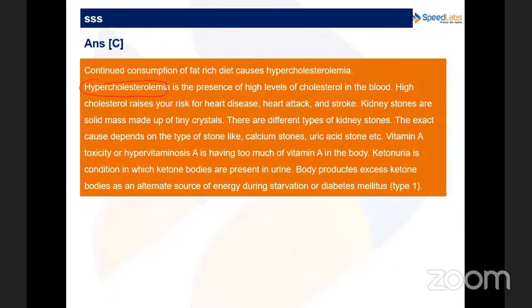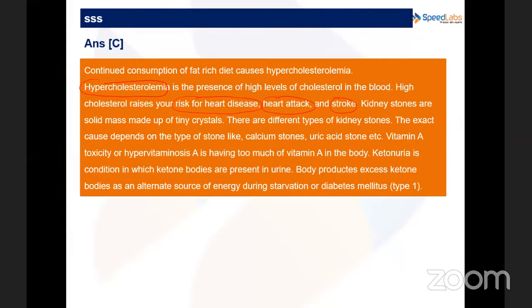And what is hypercholesterolemia? It is high levels of cholesterol in our blood. So what is the risk of high cholesterol? It raises risk for heart disease, heart attack, and stroke. So that is hypercholesterolemia. It is very harmful for our body. Now let's look at the other options.